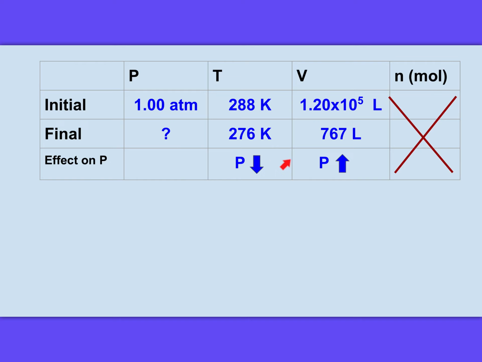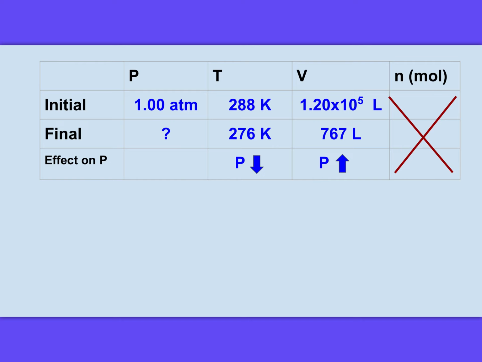Now, note in these bottom boxes, I'm interested in knowing how the change in temperature affects the pressure. Temperature and pressure are directly related, so if the temperature went down, the pressure will go down. Volume and pressure are inversely related, so as the volume goes down, the pressure goes up. I put an X on the moles because the number of moles of gas are not changing.